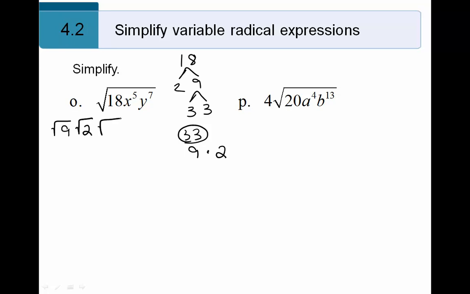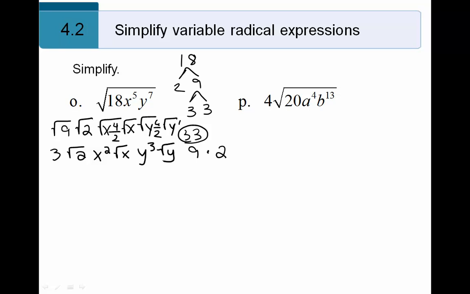I'm going to have to split up the x. I'm going to have an x to the 4th and a radical x. I'm going to have a y to the 6th and a radical y. The square root of 9 is 3. Radical 2 drops down. The square root of x to the fourth is x squared. Radical x drops down. The square root of y to the sixth is y to the third, and radical y drops down.